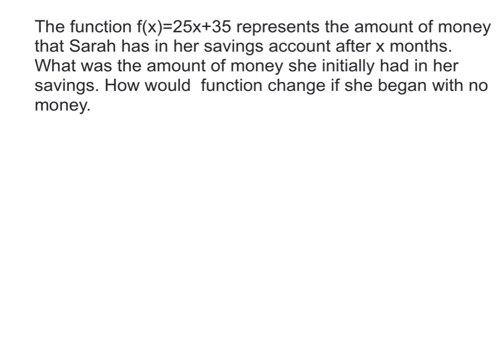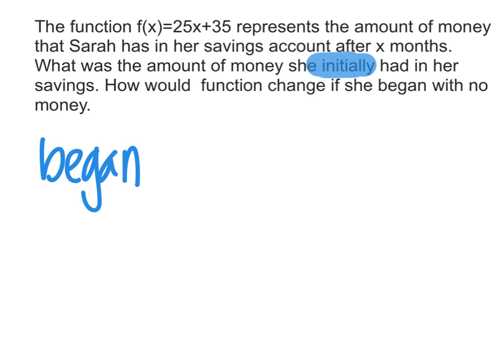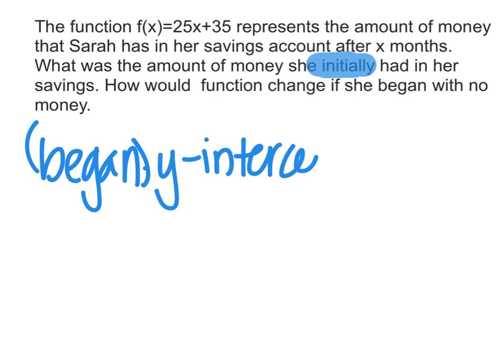Lastly, the function f of x equals 25x plus 35 represents the amount of money that Sarah has in her savings account after x months. What was the amount of money she initially had in her savings account? Remember, when we're talking about the initial amount, we're talking about what she began with, or what our y-intercept is. What she began with is the same thing as our y-intercept, which in this case is 35.